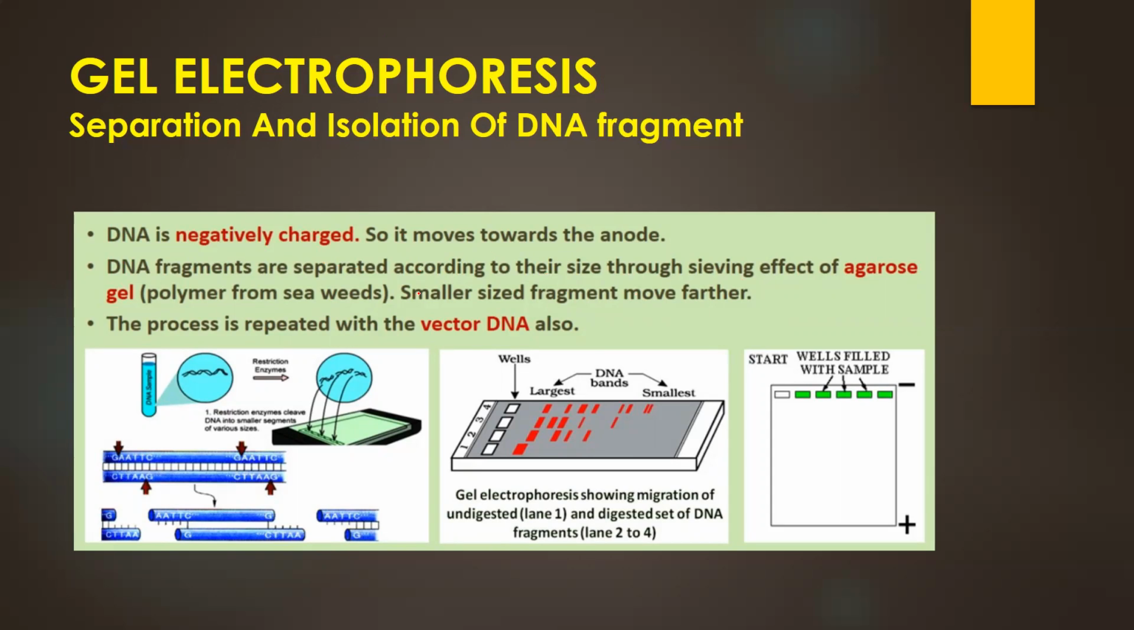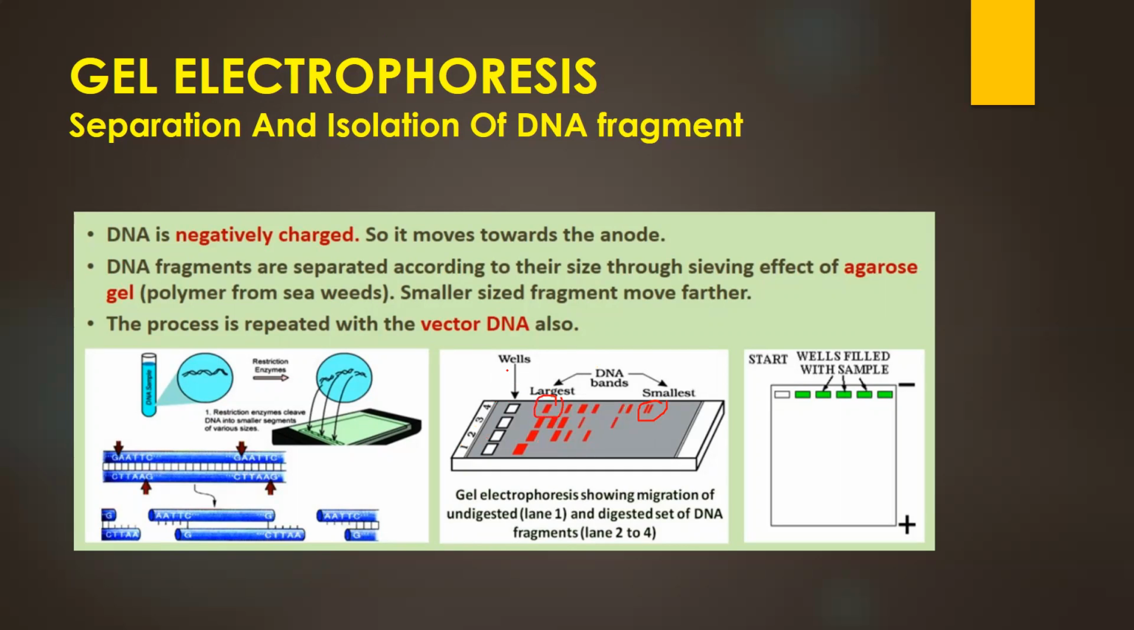Now we all know that DNA fragments are negatively charged, and they can be separated by forcing them to move towards the anode under an electric field through a matrix. In gel electrophoresis, the commonly used matrix is agarose gel, which is a natural linear polymer extracted from seaweed. The DNA fragments are separated according to their size because this agarose gel has a sieving property. So what happens? The smaller DNA fragments move ahead, and the bigger ones are behind.